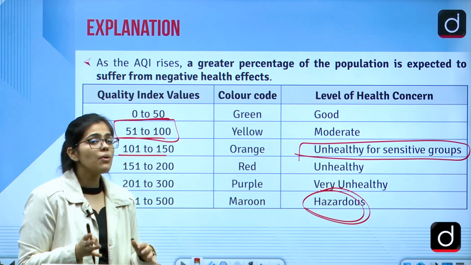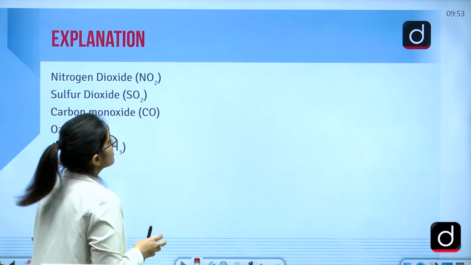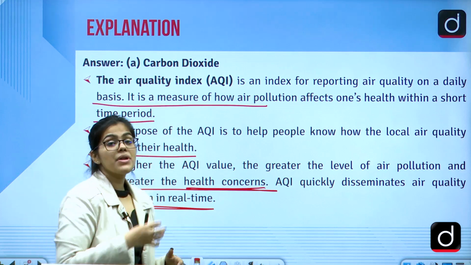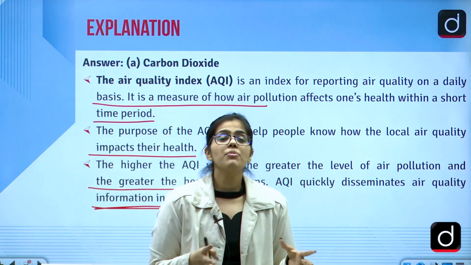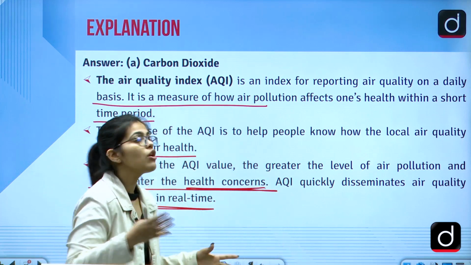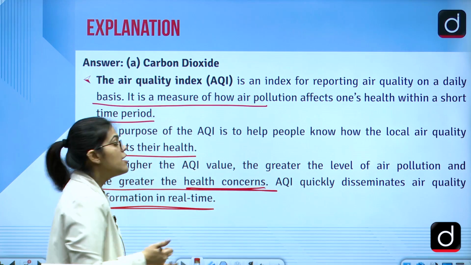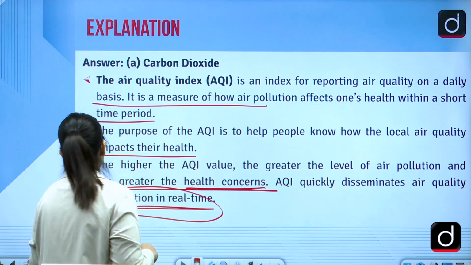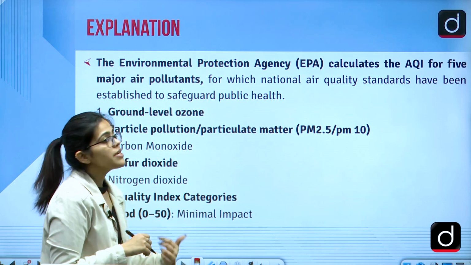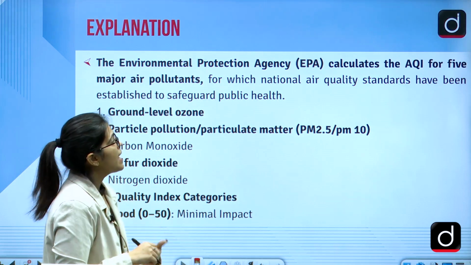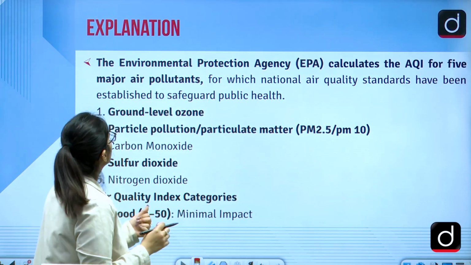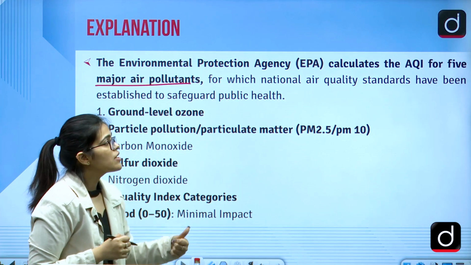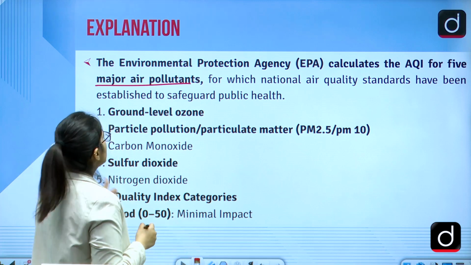So what is AQI doing? AQI is reporting that there are a few components present in the air, and these components are going to deteriorate the health of the people present there. So it is going to give you information in real time scenarios. The Environmental Protection Agency, that is EPA, calculates the AQI for 5 major pollutants for which the national air quality standards have been established.